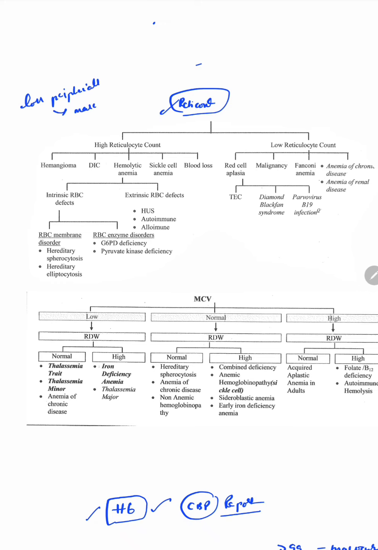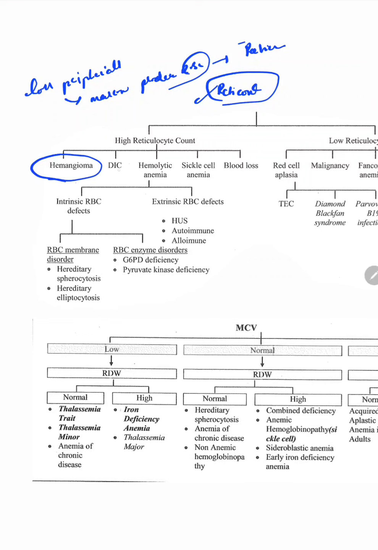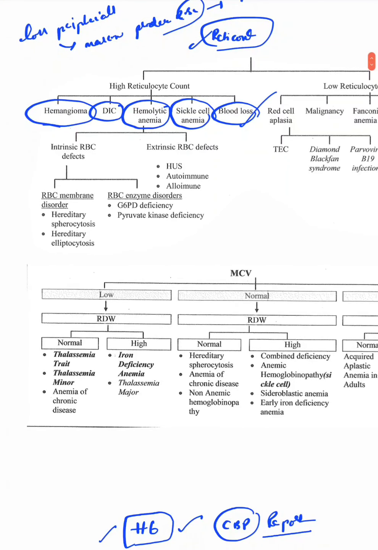the marrow produces more RBCs, and thereby the reti count will be more. So first, if the reti count is more, that indicates there is some peripheral loss. That peripheral loss may be hemangioma or disseminated intravascular coagulation, or it may be hemolytic anemia, or sickle cell anemia, or some blood loss.